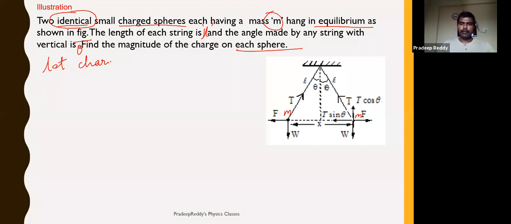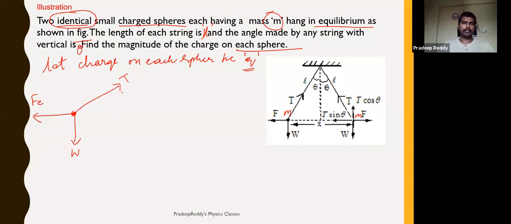Now from the free body diagram, you can take this mass, and there will be an outward force acting over here, that is the electrostatic force, because both are charged particles. There will be the gravitational force acting in the downward direction, that is W, and there is tension T acting over here along this particular string. So there are three forces acting on the mass: gravitational force, electrostatic force, and tension in the string.